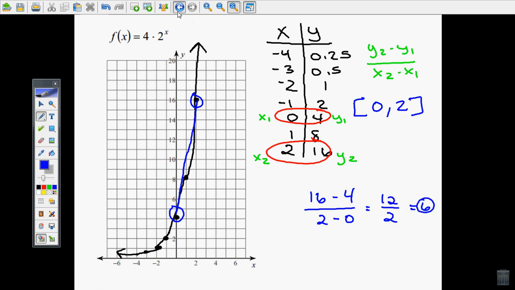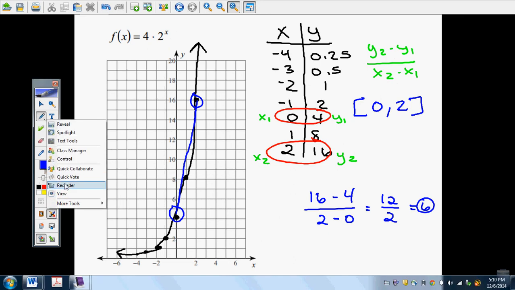Now, these examples that I've given you, neither one of them ended up being fractions, but they can be fractions, and that's okay. That doesn't mean that you've done anything wrong, okay? There's nothing wrong with fractions.